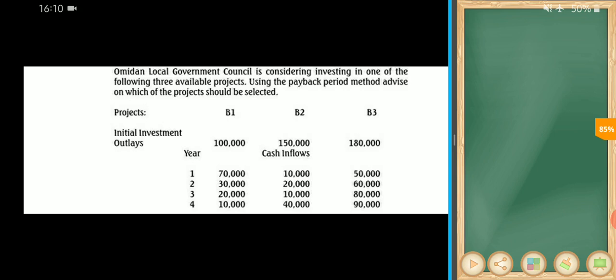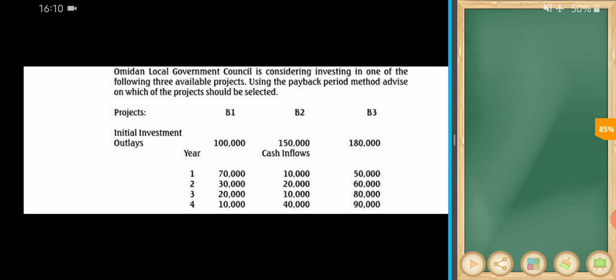Let's look at project B3. Project B3, your initial investment is 180,000. In year 1, you were able to recoup 50,000 naira. How much is left? 130,000 naira. In year 2, you recoup 60,000 naira. So how much is left for you to recoup? It will remain 70,000 naira. In year 3, you made 80,000 naira. So your 80,000 naira has been able to cover up your 70,000 naira that is left for you to recoup.